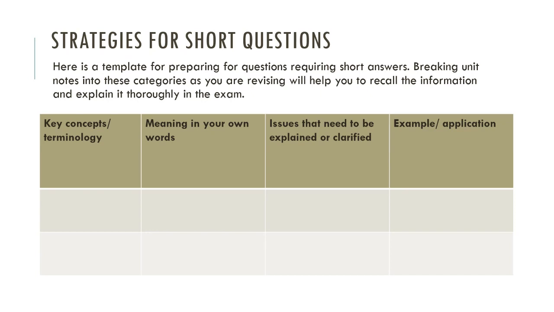If that short question is out of 5 marks, you'll be able to write in your own words what it means. You'll be able to relate it to an example. You'll be able to relate it to an issue that needs to be explained or clarified in the concept. Okay.